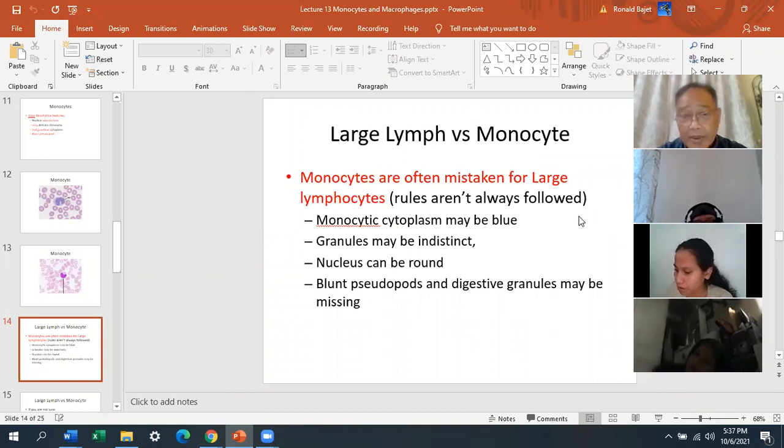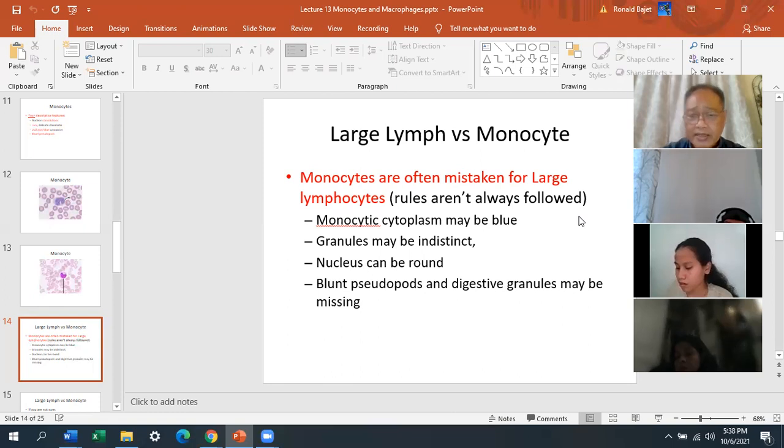Monocytic cytoplasm may be blue, but generally it's not. Usually lymphocytes have kind of a blue cytoplasm. Granules in a monocyte are reddish or purplish, okay? Nucleus can be round, okay? Monocytes may not follow the rules, because I said they're kidney bean or horseshoe shaped, well, you can get a monocyte that has a round nucleus, but go by the cytoplasm and make sure you see that it's dull gray in color.